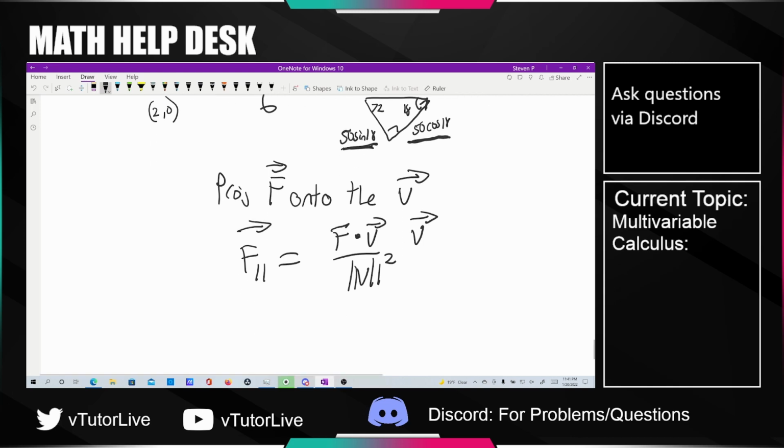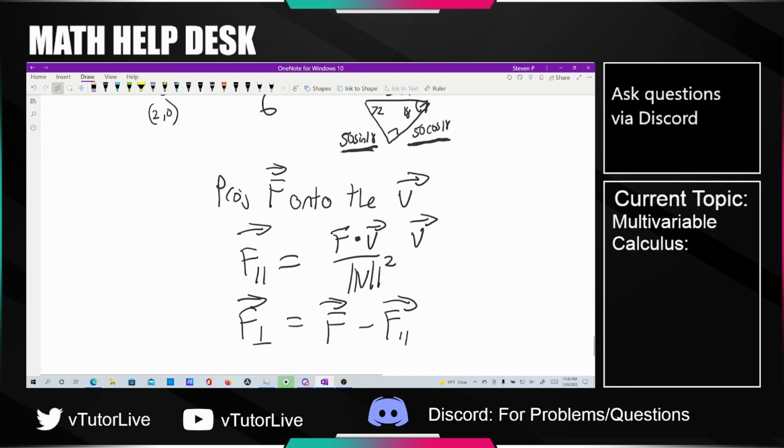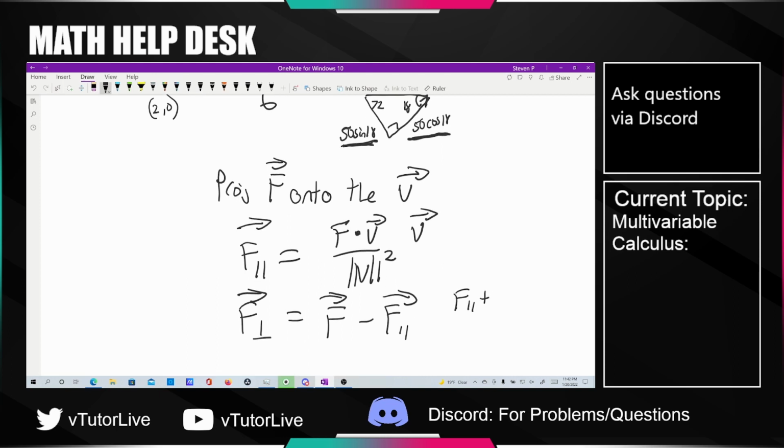And then force perpendicular would be equal to, is it force minus force parallel? Yeah, because the idea is the parallel and perpendicular components have got to add up to be the original one. Just as a reminder, force parallel plus force perpendicular is equal to the force itself. So all I'm doing is subtracting this to the other side. And this is the complement, and this is the projection. So that should solve that problem just fine.